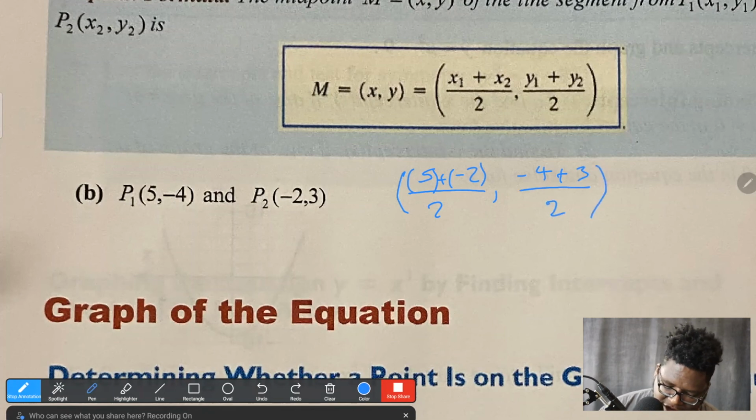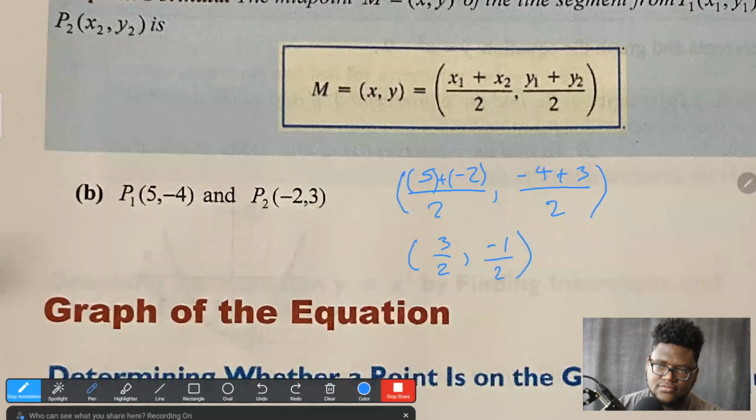So we've got 5 minus 2 is 3, so 3/2, it does not reduce. And negative 4 plus 3 is negative 1 over 2, does not reduce. That's it.